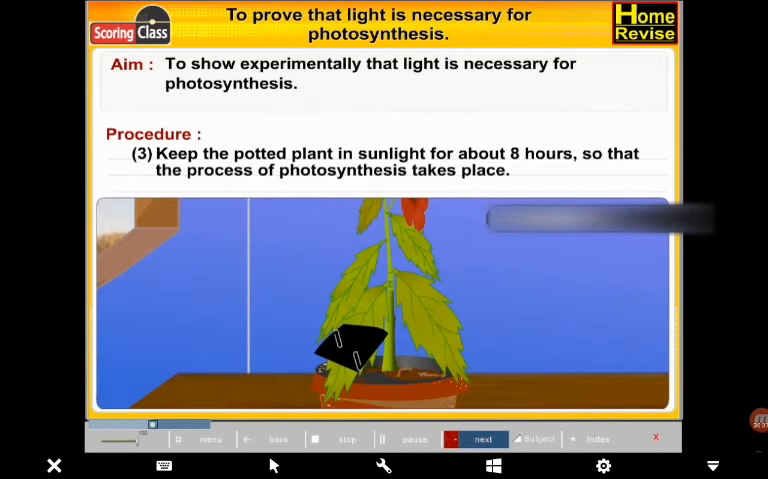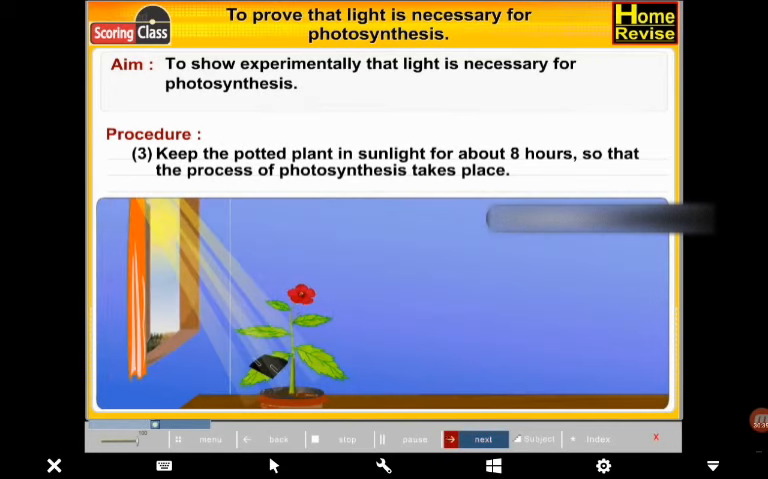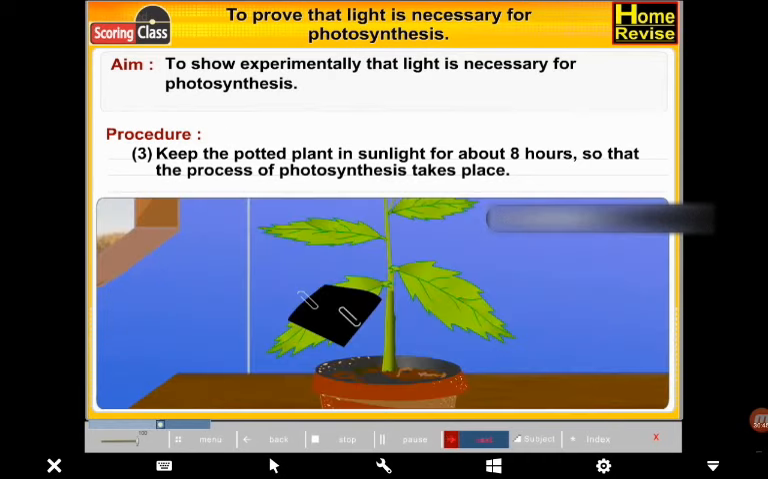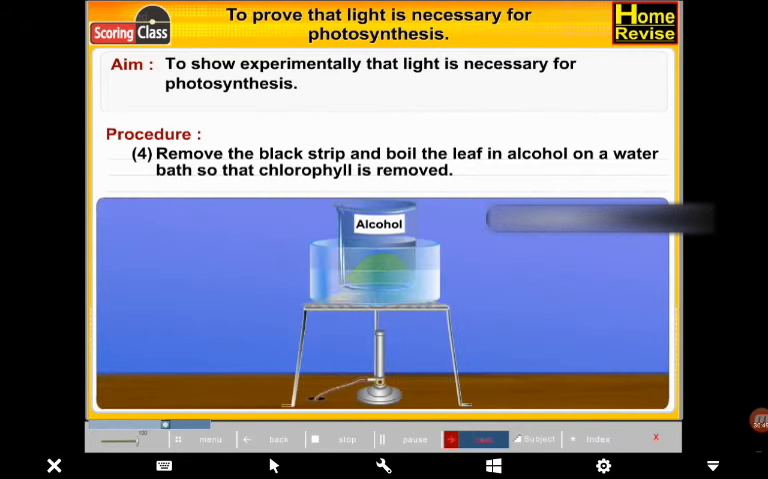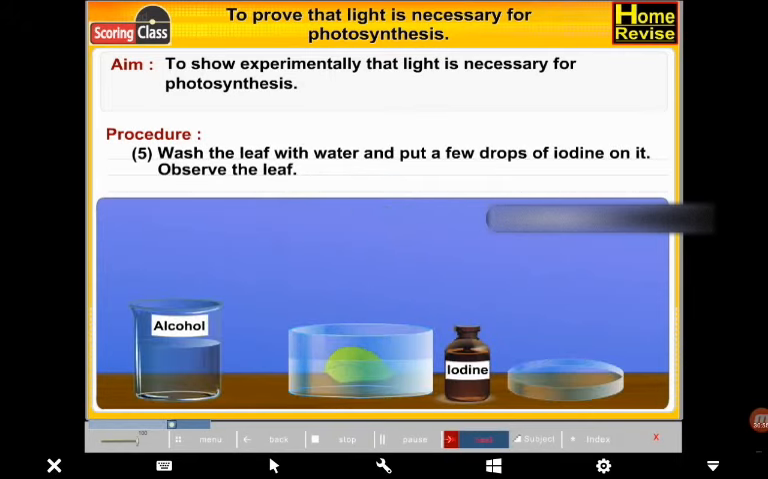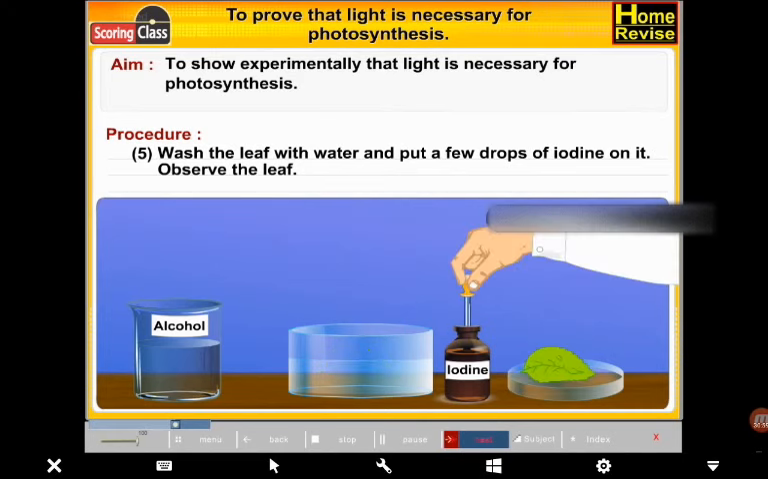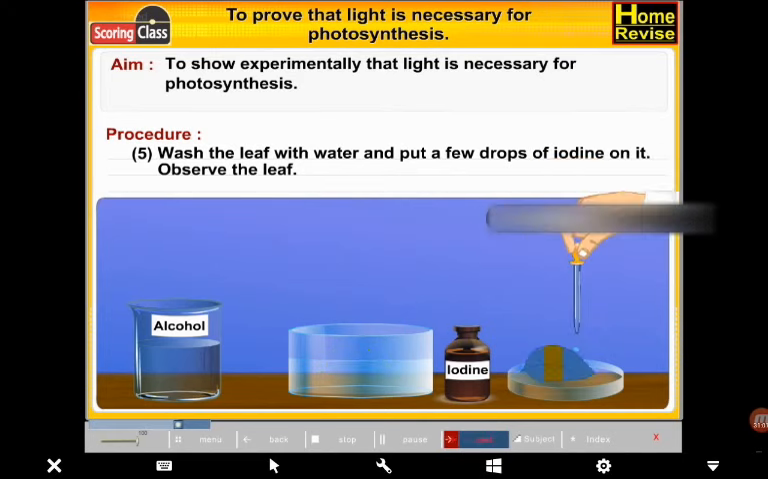Keep the potted plant in sunlight for about 8 hours so that the process of photosynthesis takes place. Remove the black strip and boil the leaf in alcohol or a water bath so that chlorophyll is removed. Wash the leaf with water and put a few drops of iodine on it. Observe the leaf.